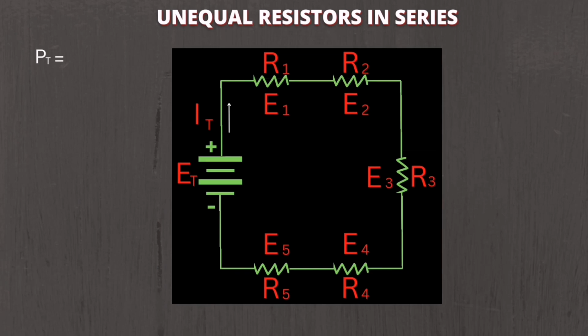Then the last condition guys is that the total circuit power P_T is equal to V_T multiplied by I_T, or P_T is equal to I_T multiplied by V1 plus V2 plus V3 plus V4 plus V5.